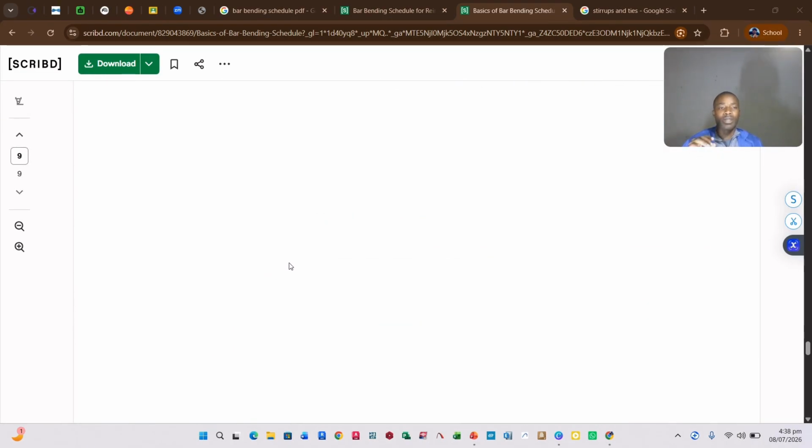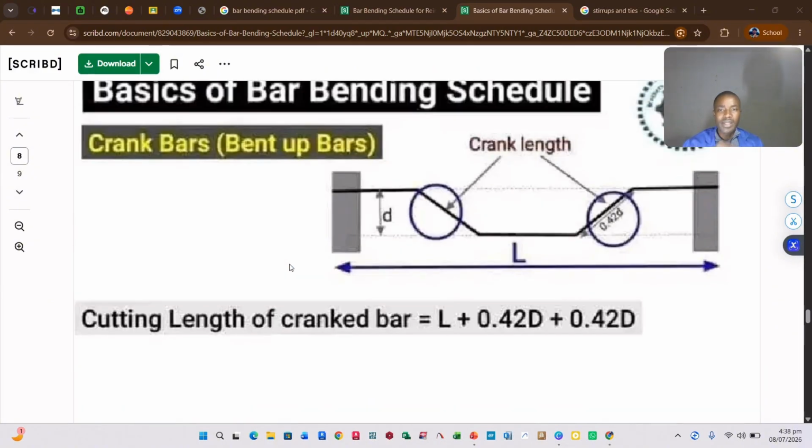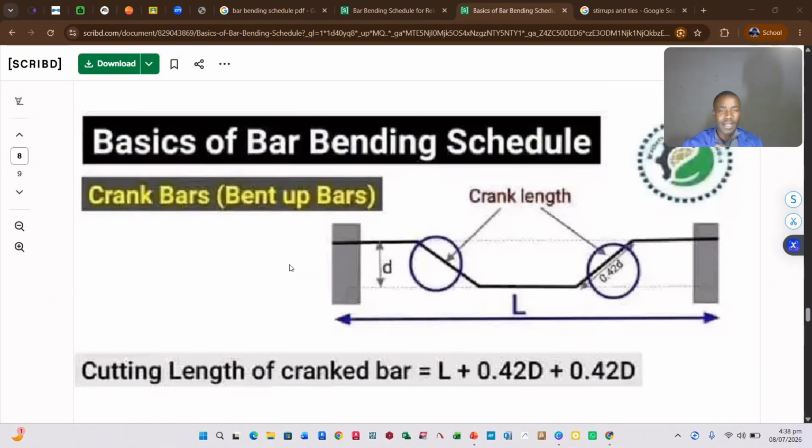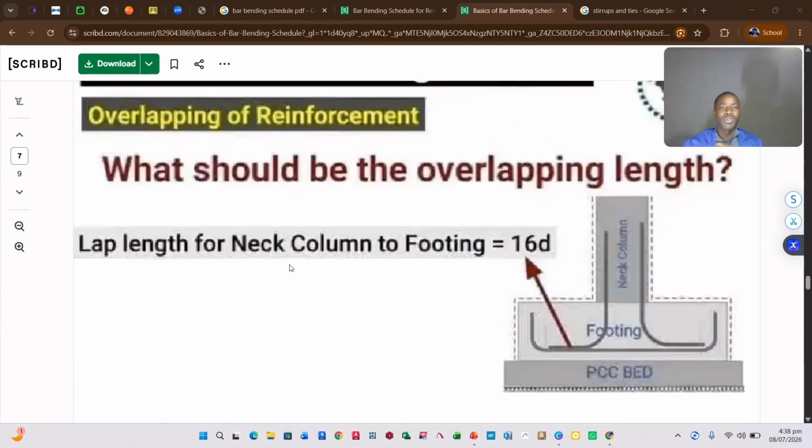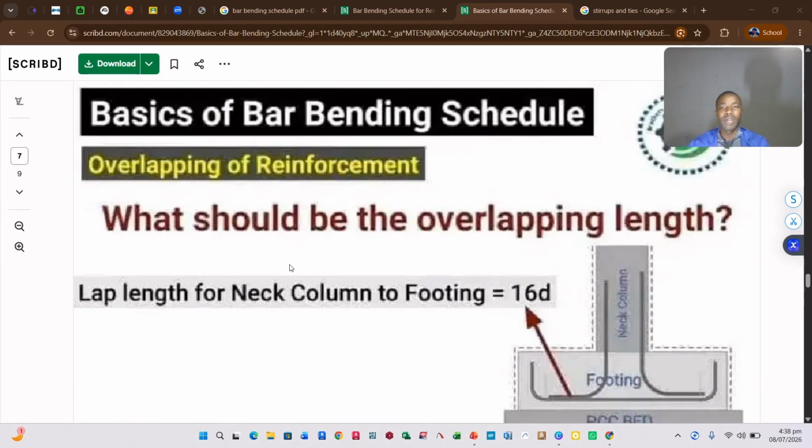Voila, I hope you understand that. Okay, so I repeat, these are the basics that you must have at your fingertips in producing a bar bending schedule. Now that we have these distances, let us go to the practical steps in making a bar bending schedule.